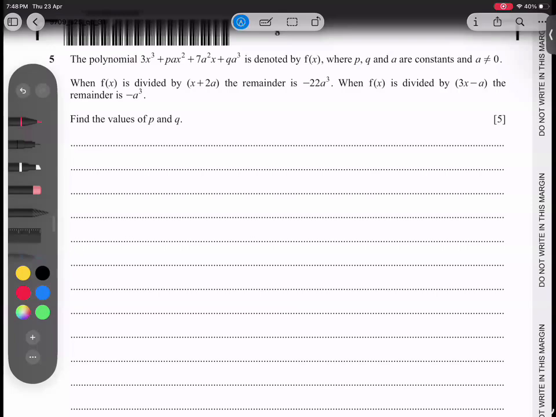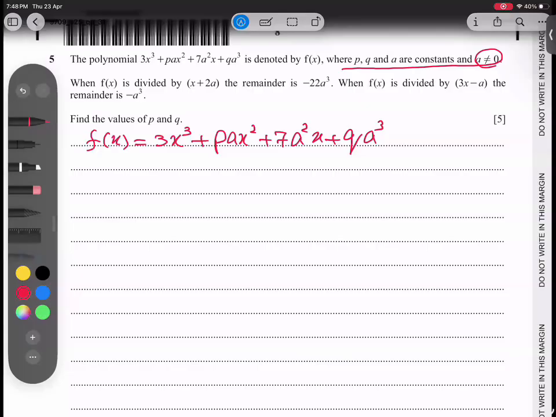Question number 5 and the topic is polynomials. We can see this polynomial is denoted by f of x. So I can easily write f of x is equal to 3x to the power 3 plus p a x square plus 7a to the power 2 x and q a to the power 3. He's saying in the question that p, q, a are constants, a cannot be equal to 0. When f of x is divided by this, the remainder is this. It means when I plug in this equal to 0, I will get x is equal to negative 2a.